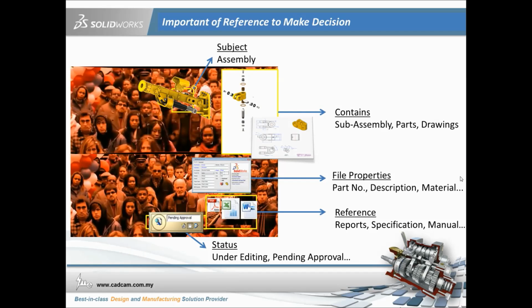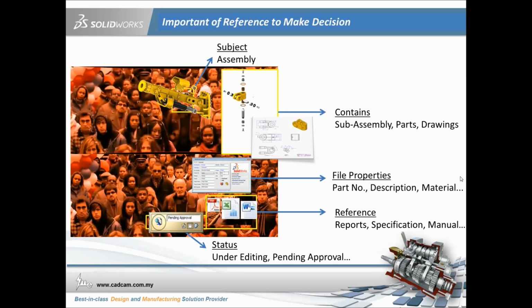Let me review the previous webinar on how important references are to help us make decisions earlier. This is an example from Robocop's video that helps us find out the references of our assembly designs, which in fact have many contents such as sub-assemblies, drawings, and parts, and all the information regarding the parts and the assembly is very important, such as file properties, for instance part numbers, descriptions, material, and so on.